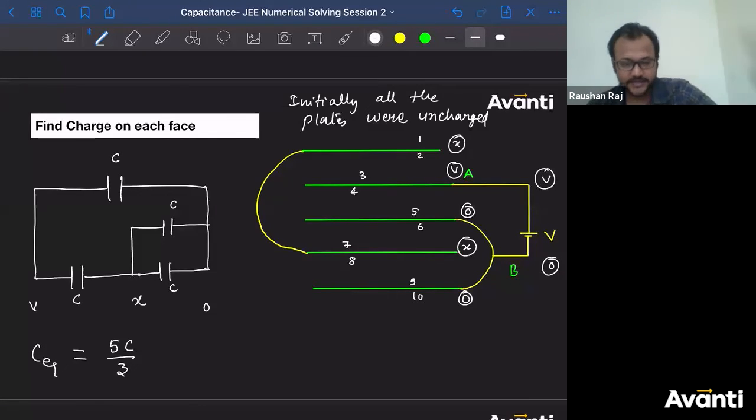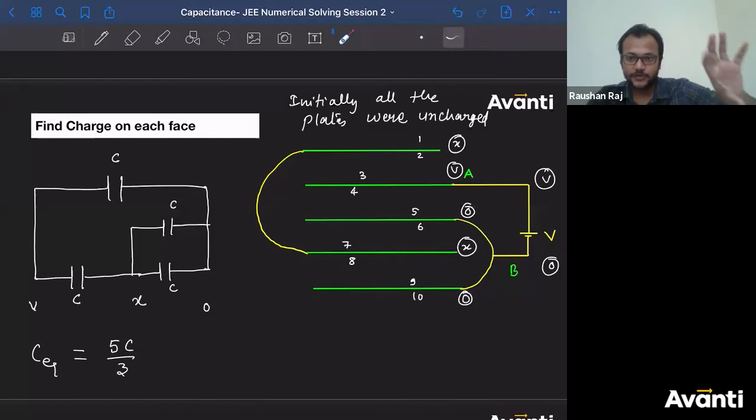Yeah, one is correct. Charge conservation. Very good. क्या है? Charge conservation. जो भी चार्ज है, किस पे चार्ज कंजर्वेशन लगाते हैं? An isolated system पे, isolated plates पे. Where should I use that charge conservation?